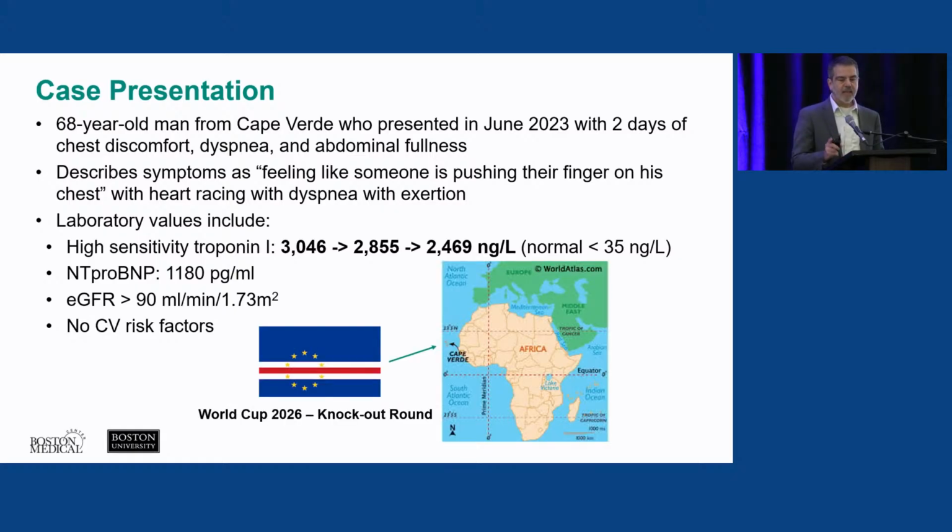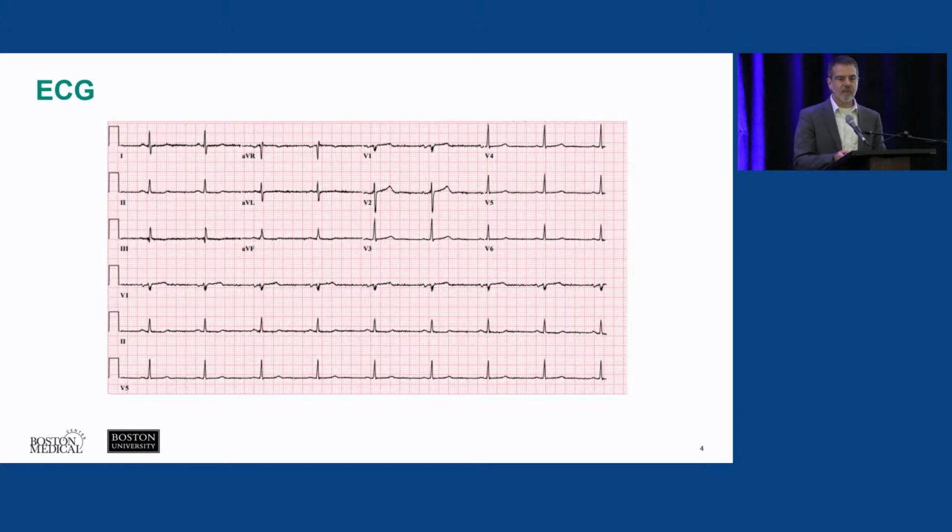And I just want to highlight where Cape Verde is, for those of you who know. It's an archipelago off the west coast of Africa, and obviously made it to the knockout stage this year in the World Cup for those of you who follow soccer. But its location actually is really important when we think about what type of amyloidosis this patient has. Some of you may already be doing the math.